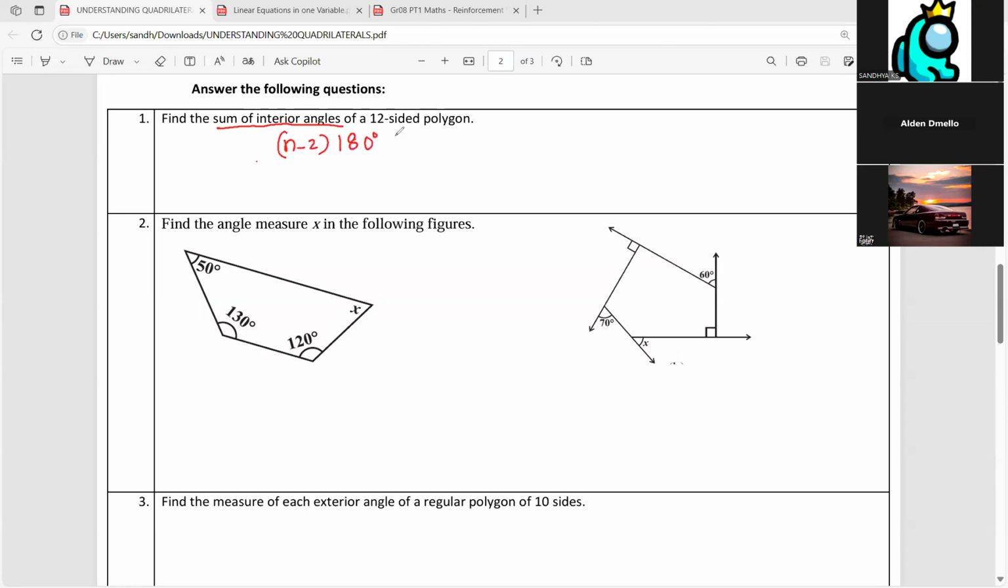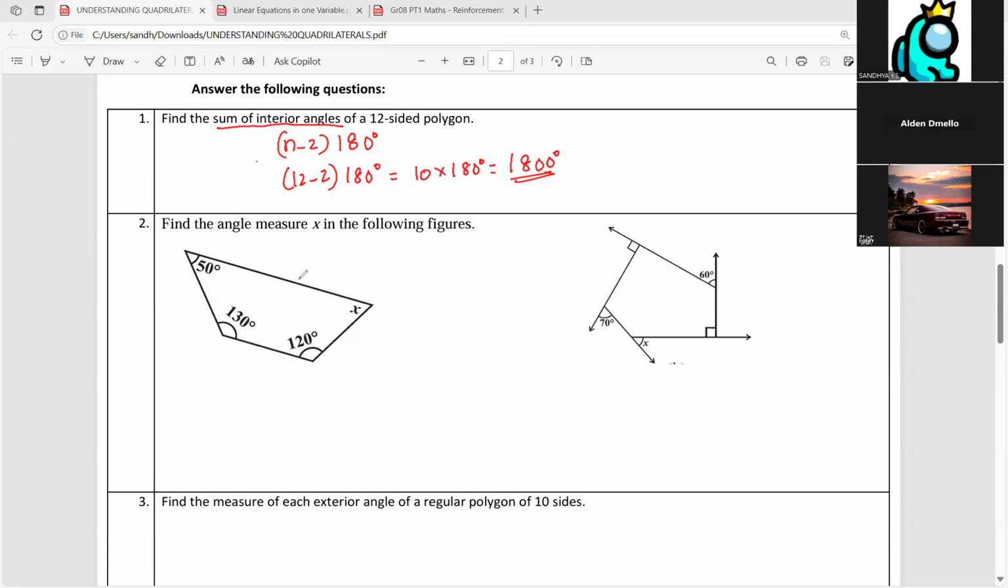So here it is a 12-sided polygon, means 12 minus 2 into 180 degree. 12 minus 2 is 10. So 10 into 180 degree is equal to 1800 degree. Correct? They didn't ask you to find each interior angle separately, so this much is enough. Finished. Next.